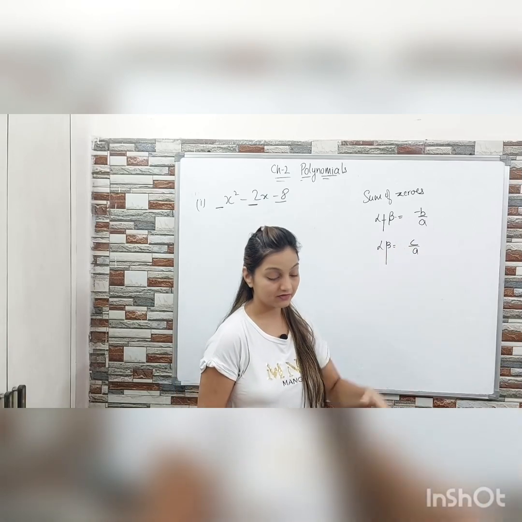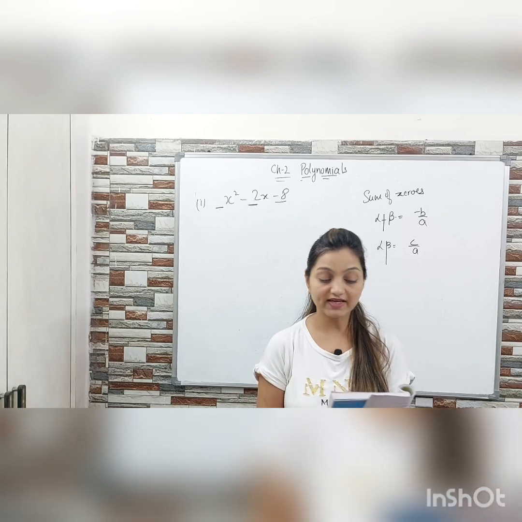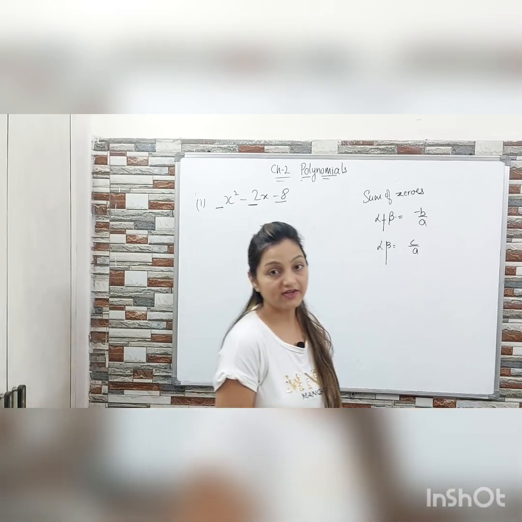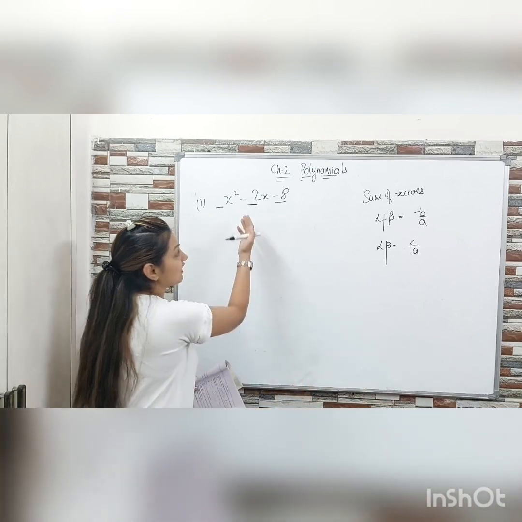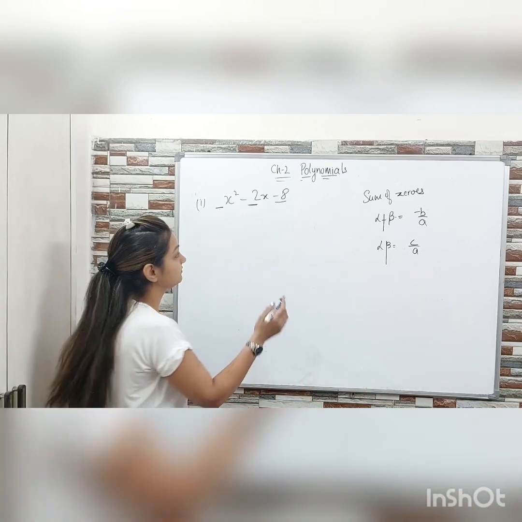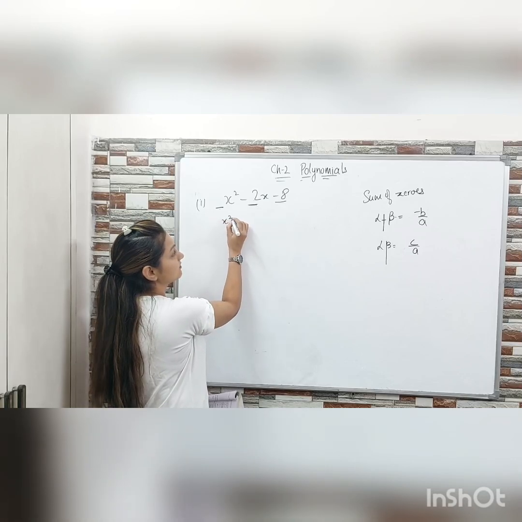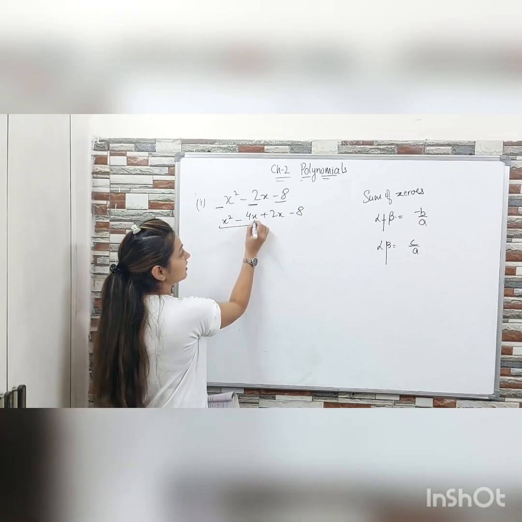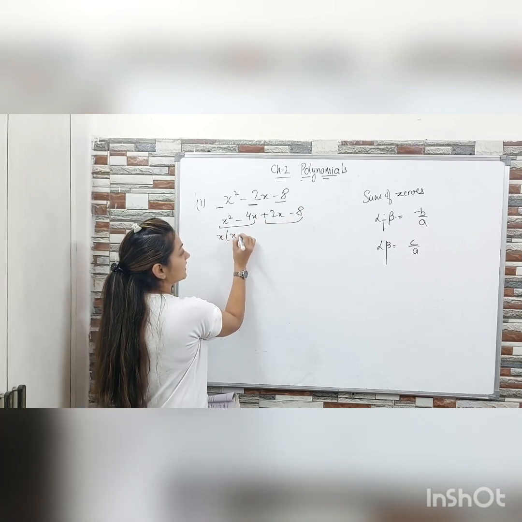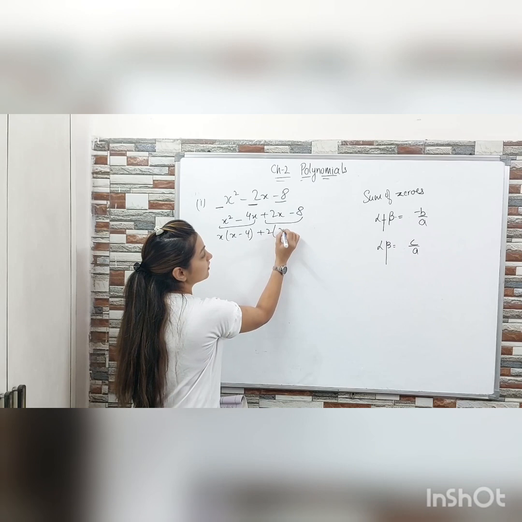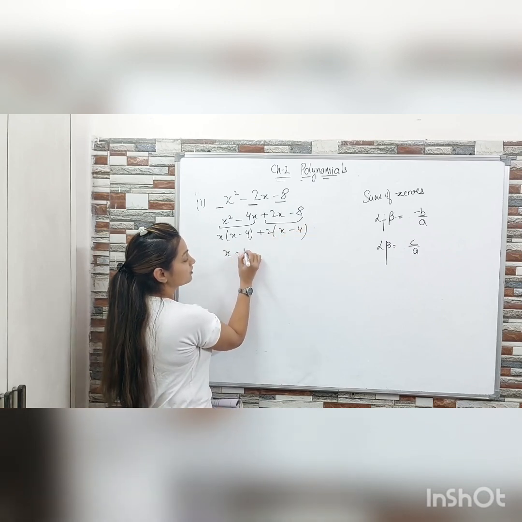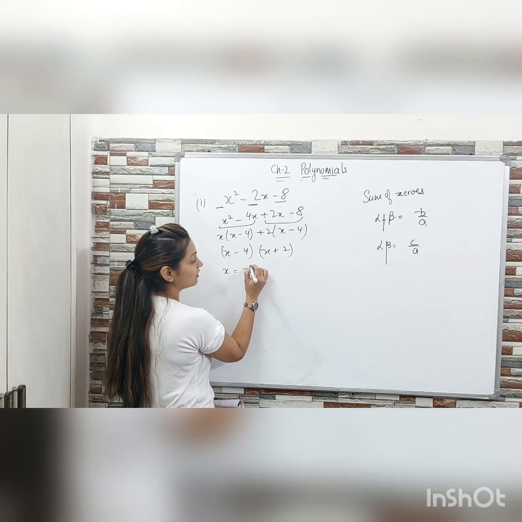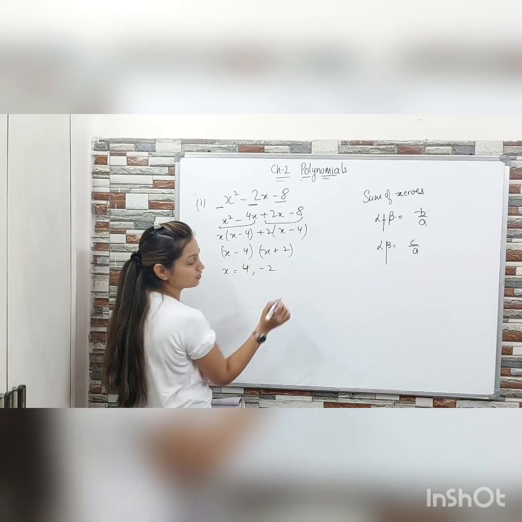It's very easy. Now the first question is, find the zeros of the polynomial and verify the relationship. First you have to find the zeros, the values of x here. Do the middle term split: x square minus 4x plus 2x minus 8. Now take out the common: x minus 4 plus 2, x minus 4. There are two factors you have got, x plus 2 and x minus 4. The values of x are 4 and minus 2.